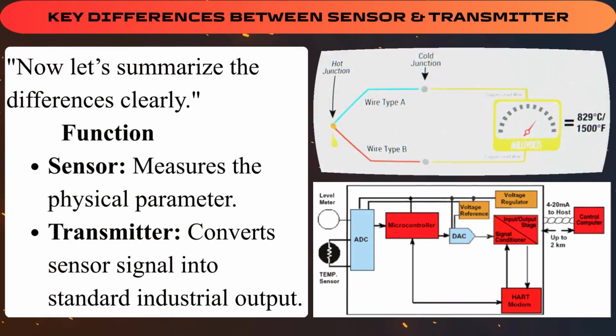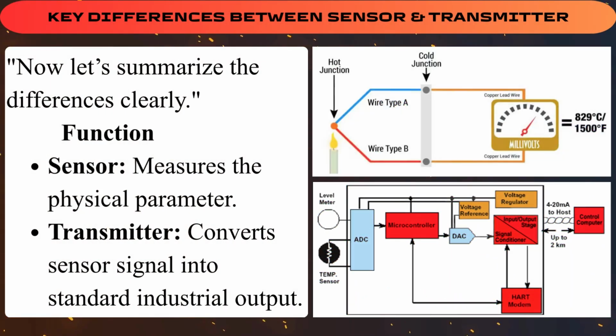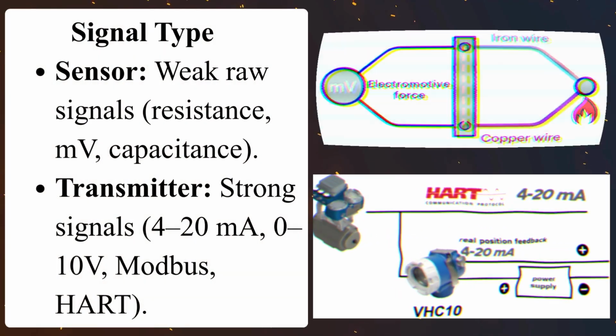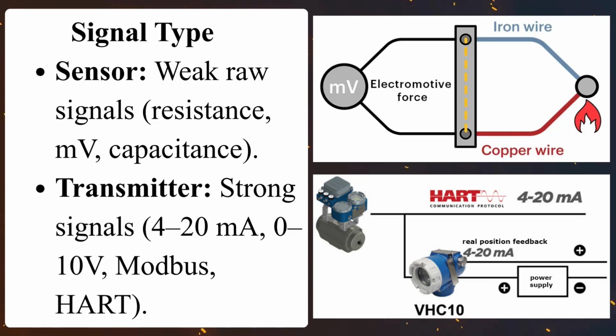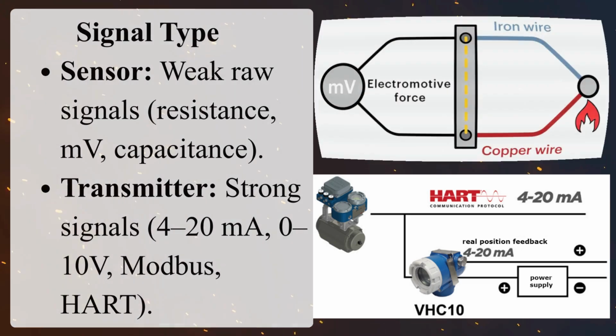Key differences between sensor and transmitter. Now let's summarize the differences clearly. 1. Function. Sensor measures the physical parameter. Transmitter converts sensor signal into standard industrial output. 2. Signal type. Sensor, weak raw signals, resistance, millivolts, capacitance. Transmitter, strong signals, 4 to 20 milliampere, 0 to 10 volt, Modbus, HART.